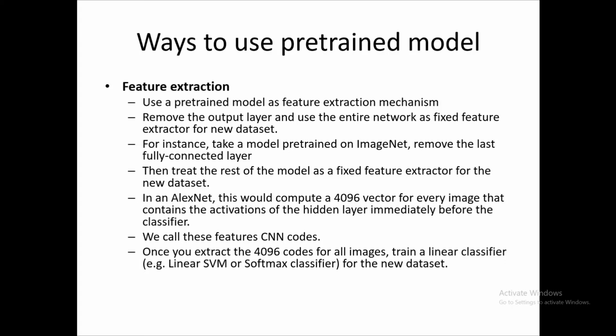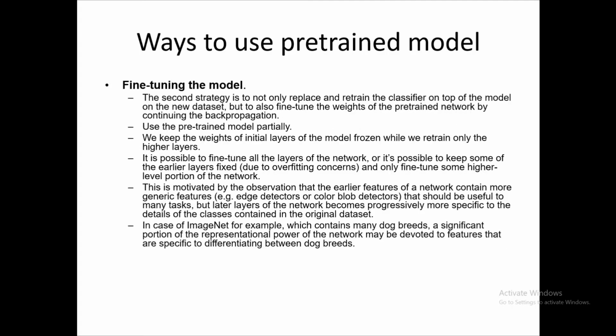Another one is fine-tuning the model. The second strategy is not only to replace and retrain the classifier on top of the model on the new data set, but to also fine-tune the weights of the pre-trained network by continuing the backpropagation. Here we use the pre-trained model partially. We keep the weights of the initial layers of the model frozen while retraining the higher layers.